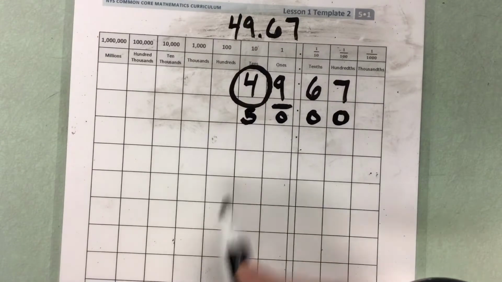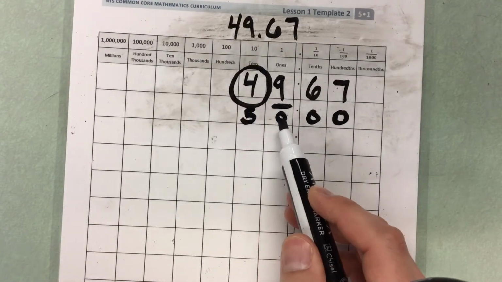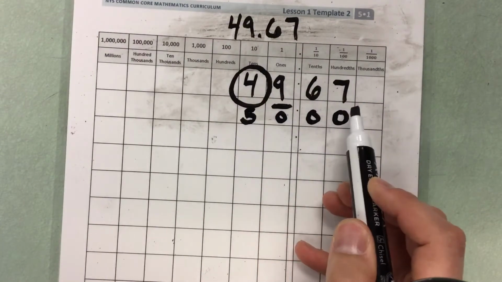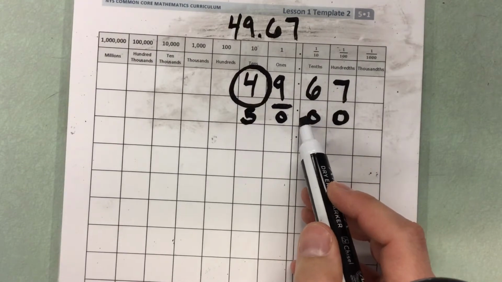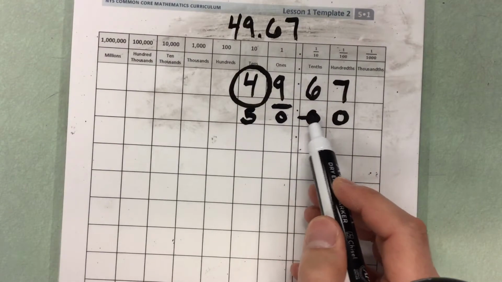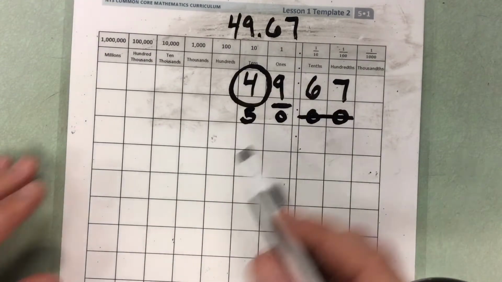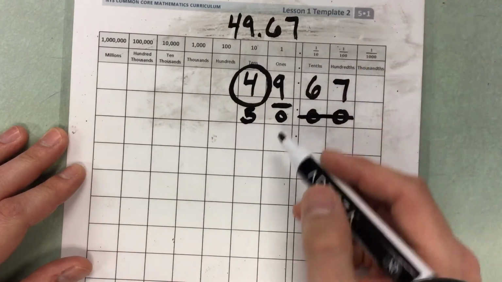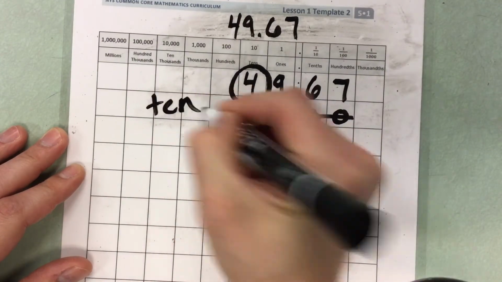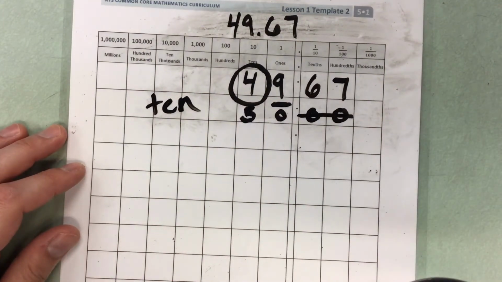So my answer would be 5 tens, 0 ones, 0 tenths, 0 hundredths. And I know that we usually don't say these decimals if they're zeros. So my answer would be 50. So rounded to the nearest 10, my answer would be 50.